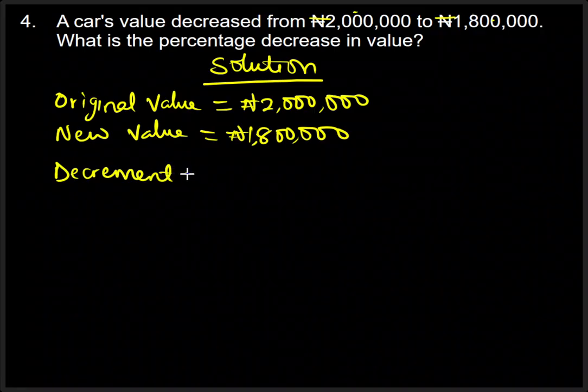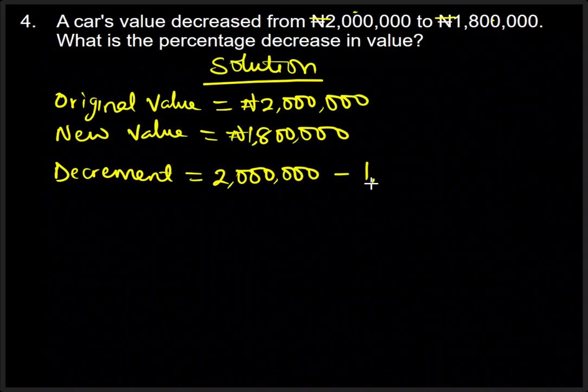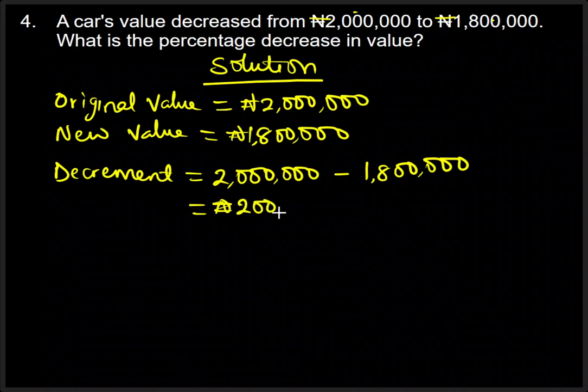So decrement is original value minus the new value. In decrement, the original value is bigger than the new value. All right, so it will be 2 million minus 1,800,000. Right, so if we subtract that, our decrement will be 200,000 naira.